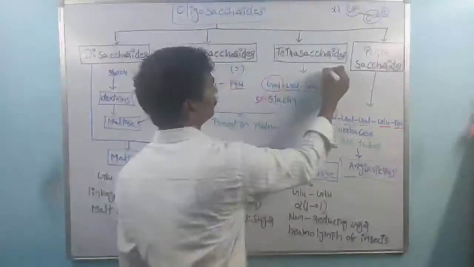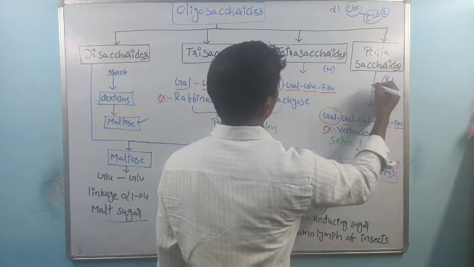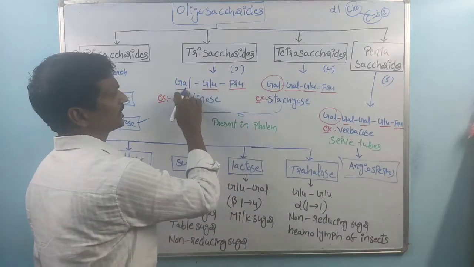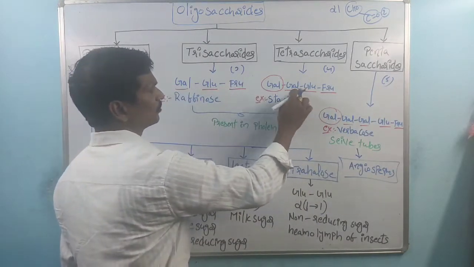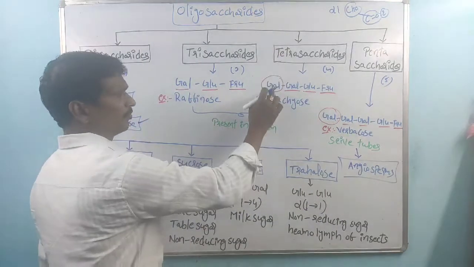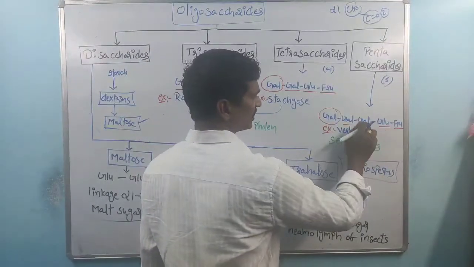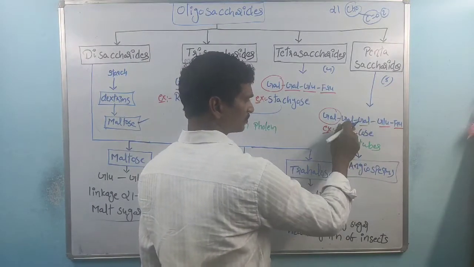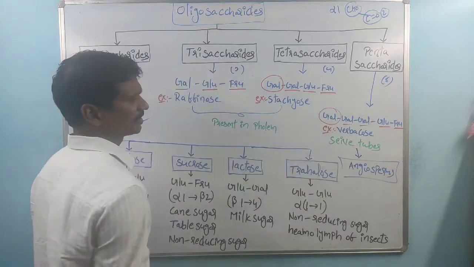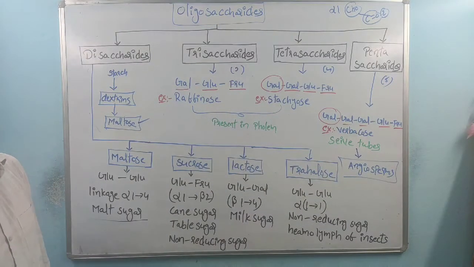Here 3, here 4, and here 5, right? Here the fructose, glucose, galactose. Here fructose, glucose, galactose, no doubt about it. One more, additional galactose is present. The same here, fructose, glucose, galactose. Again, one more additional galactose is there. So that is the pentasaccharide.